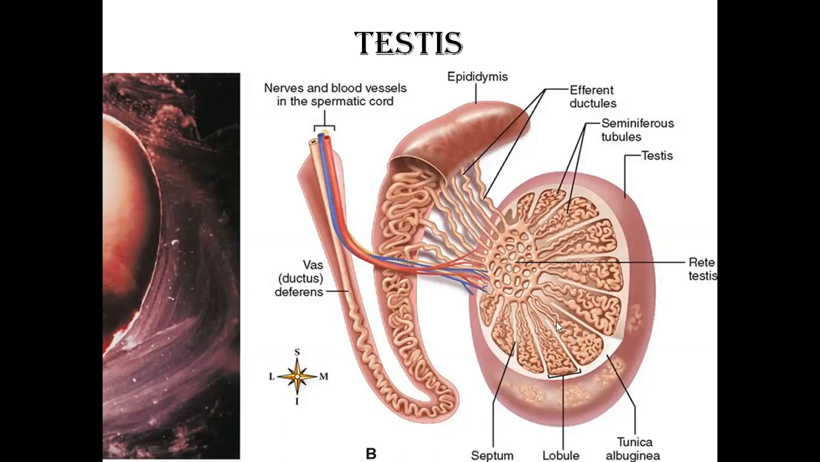About 200 to 300 lobules are present in a single testis, and they are separated by the fibrous septum. In each lobule, there are highly tortuous seminiferous tubules, 1 to 3 in number, and the average length of these tubules is about 70 to 80 centimeters. So you can understand how coiled and tortuous they are. They end in a network of ducts at the cortex, which is known as the rete testis, and this gives rise to a number of efferent ductules.